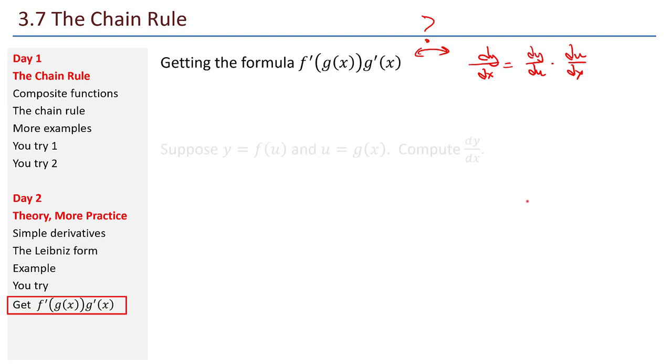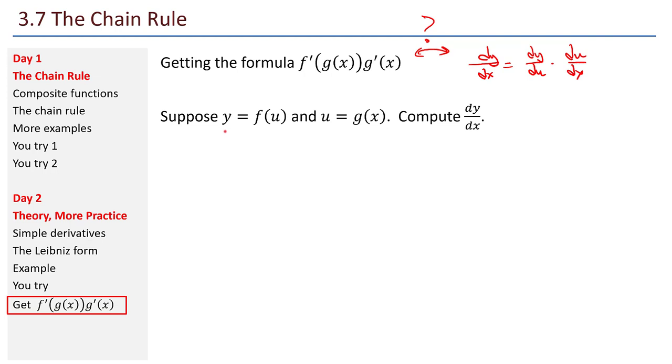And here's the idea. Let's suppose that y equals f of u, so y is the outer function. I sort of have f of g of x, so it's almost like u is my g of x. Oh, and there u is g of x. So if y is a function of u and u is a function of x, let's compute dy/dx. So the Leibniz form. And what is dy/du really? Dy/du is just f prime of u. Du/dx is just g prime of x.